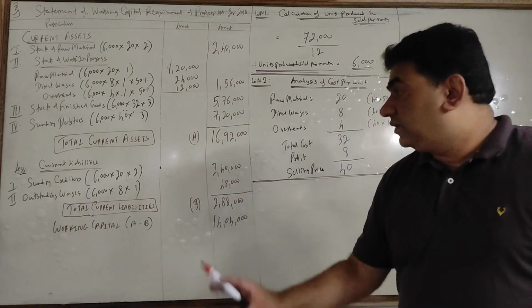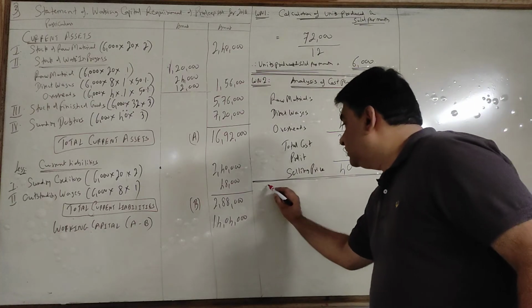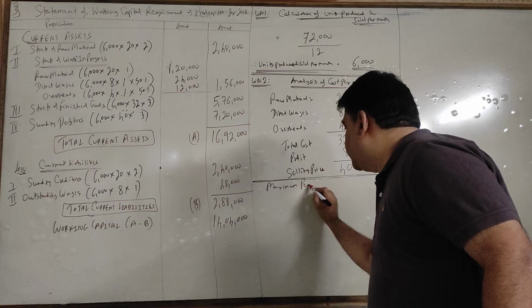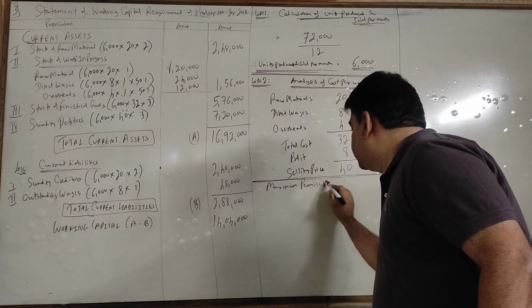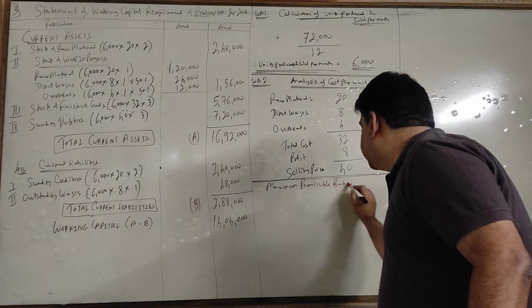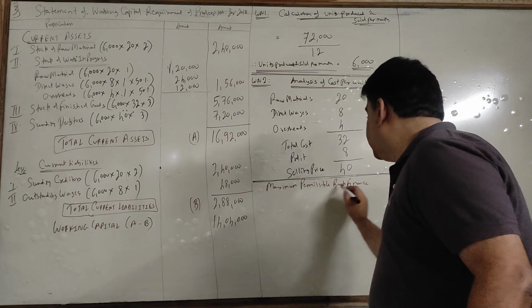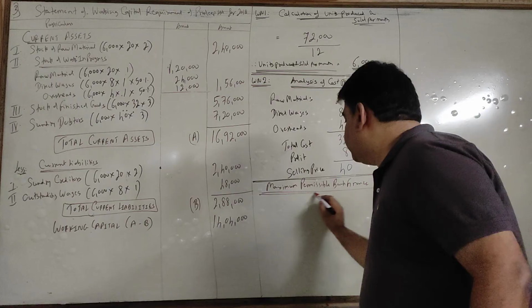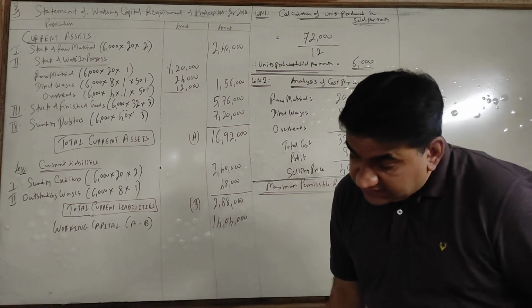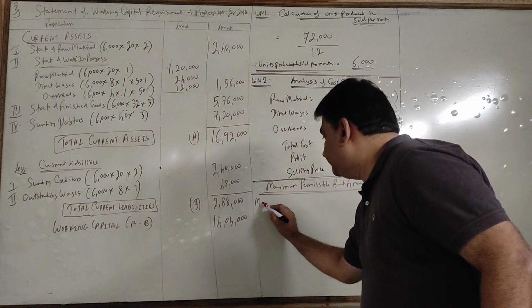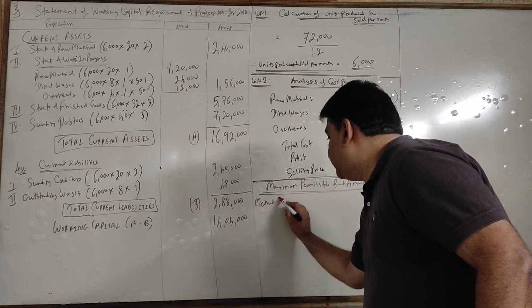Now, what are we supposed to do? Maximum permissible bank finance. You can all do it below the table if you have the space. Maximum permissible bank finance. See the last line. What do they say? First and the second method. So let's take one by one.